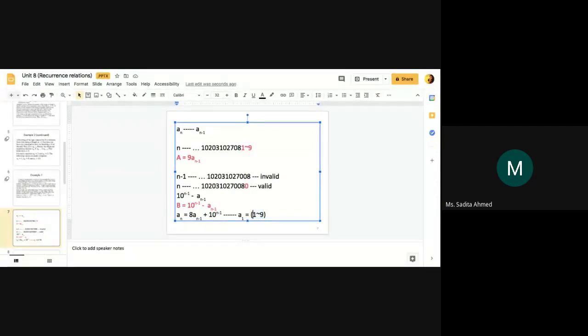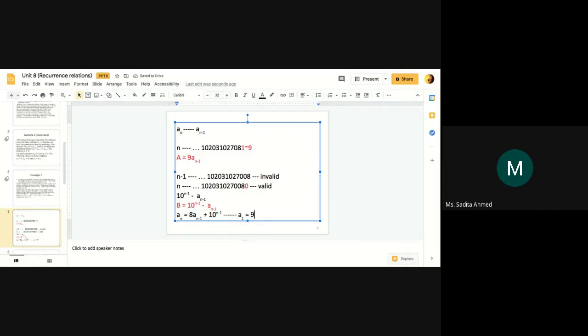And how many such decimal digit strings could you have? How many decimal digit strings of length one are possible to form? 9. Exactly, 9. One using 1, another using 2, another using 3, another using 4.